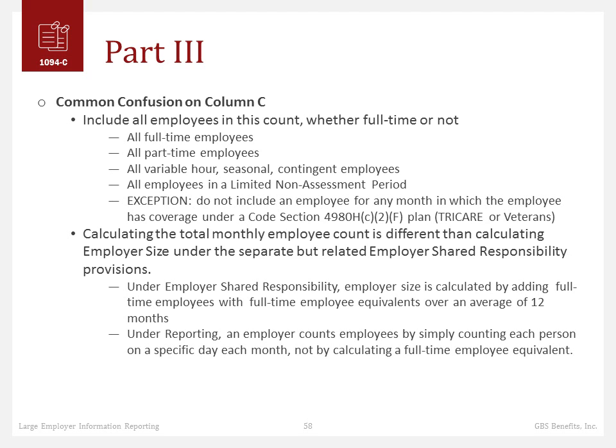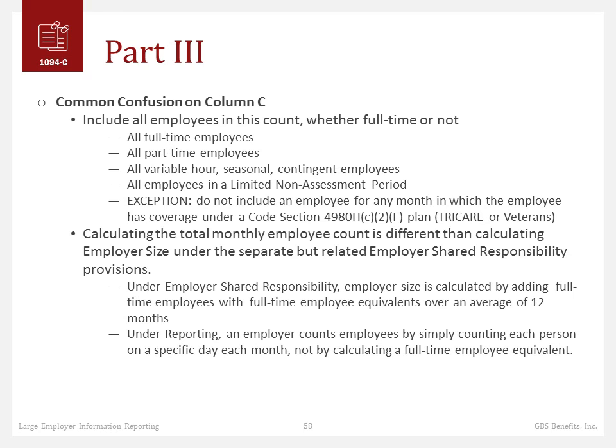So what's the common confusion that happens on column C? Well, include all employees in this count, whether full-time or not. In other words, you include all full-time, all part-time, all variable, all seasonal, all contingent employees, all employees in a limited non-assessment period. The only exception are employees who, for any month in this calendar year, are on TRICARE or VA veterans coverage.